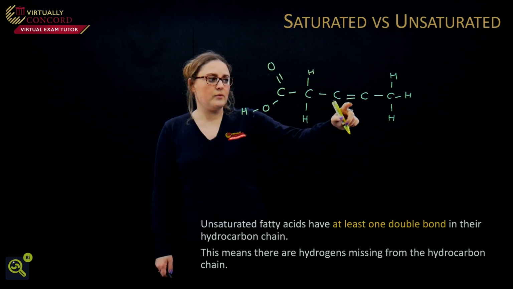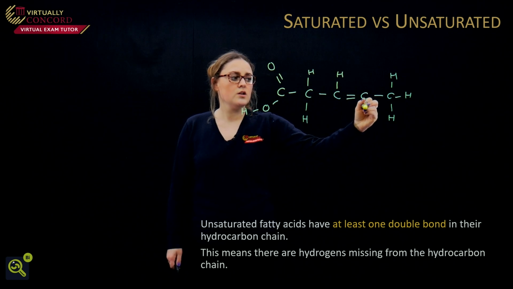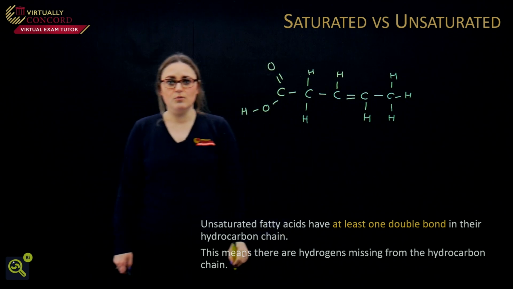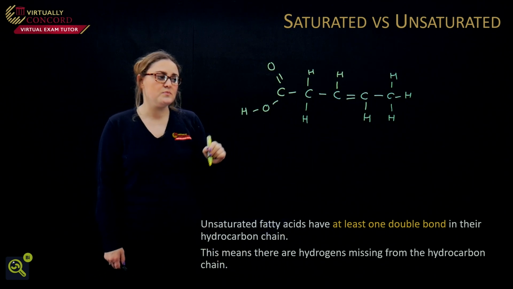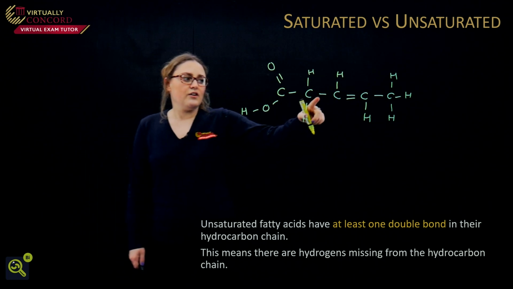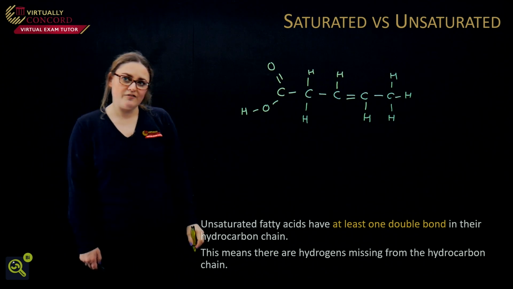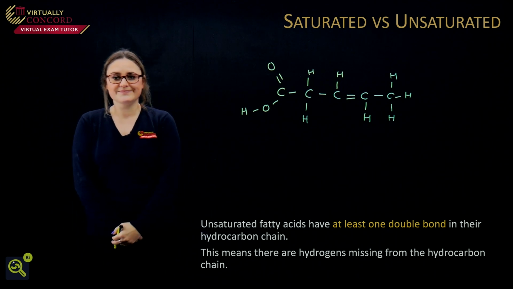If we take this carbon, we can see that there are already 3 bonds that have been made. Same for this one, so we can only add in 1 hydrogen. Okay, so this would be monounsaturated because there's just 1 double bond in the chain. If I'd drawn in another double bond here, for example, between the 2 carbons, then it would have been polyunsaturated.